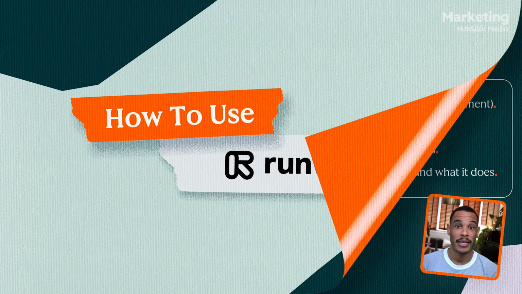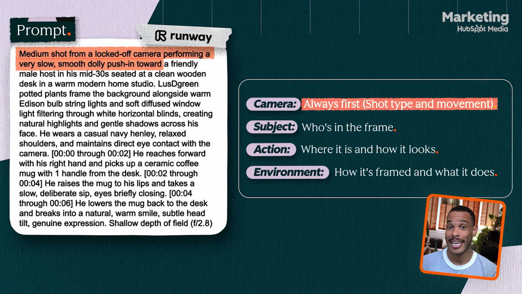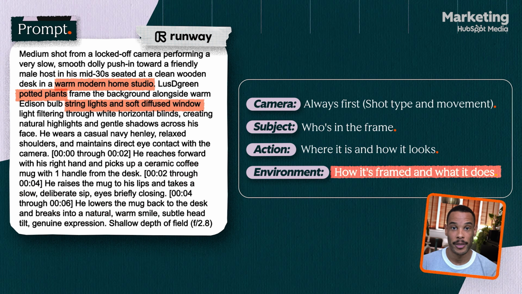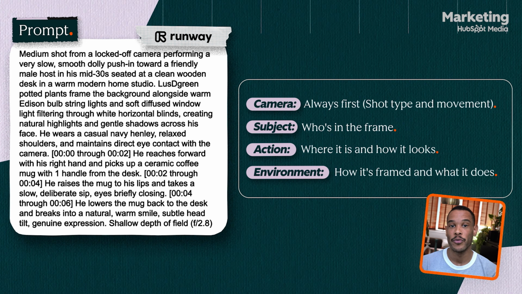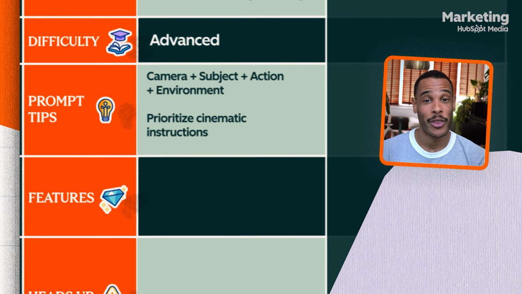To prompt Runway, put the camera first, literally. The official structure is camera shot, then subject, then action, then environment. Runway is built around cinematic control, so if you don't tell it how to move the camera, it'll decide for you. Describe what happens, not what things look like.